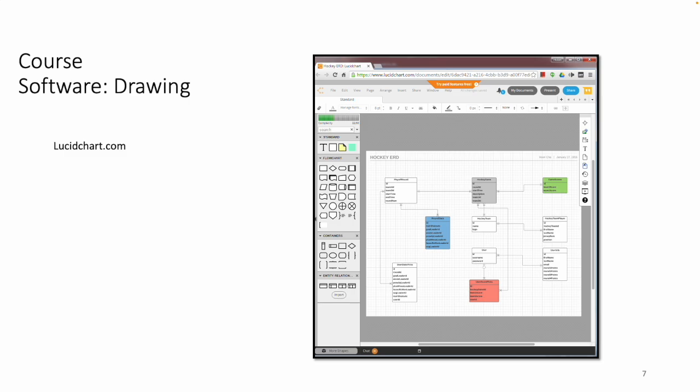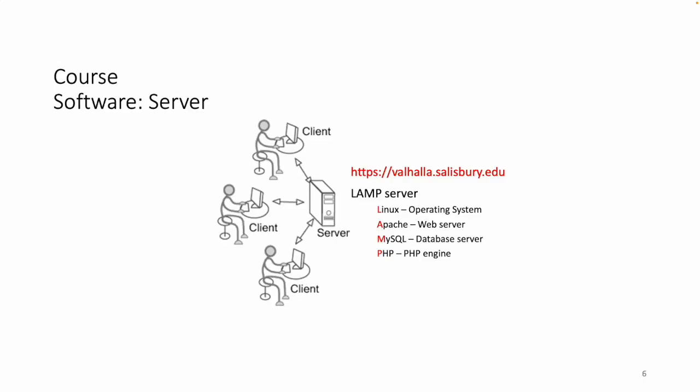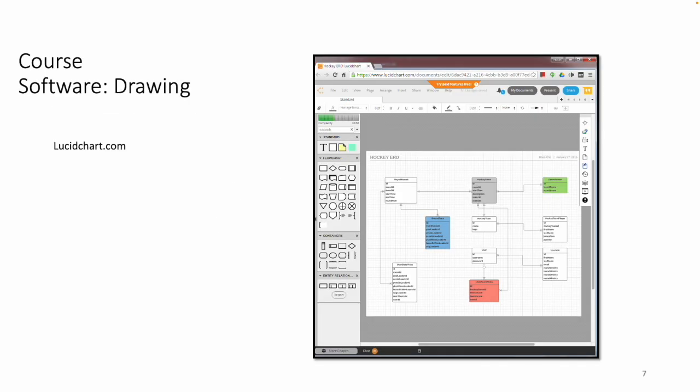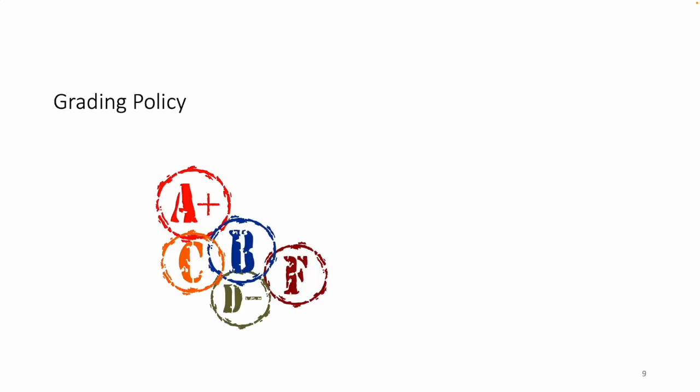So in sum, in terms of software, we are going to use a drawing tool and a database server. But for both software, from the students' perspective, you don't have to install anything, and you can easily access everything from your browsers. So only internet needs to be available, and as long as you have a browser, you can easily use these two software. Now, let's talk about the grading policy.